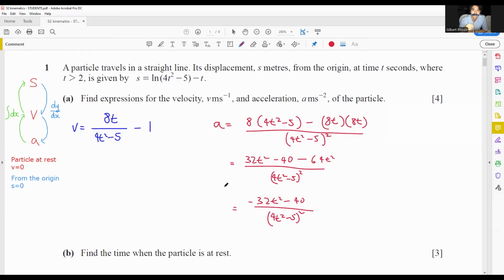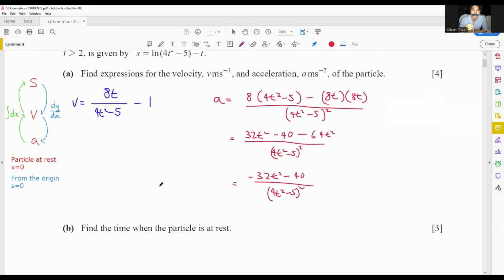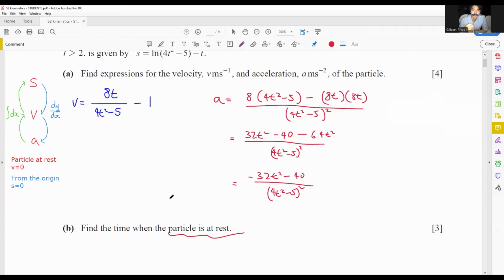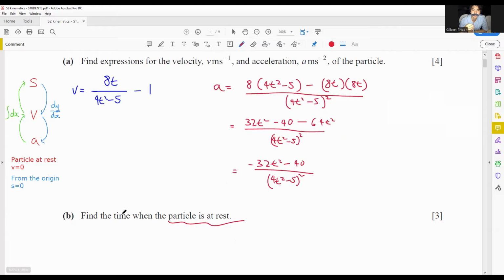Okay, now in the next part of the question, find the time when the particle is at rest. In kinematics, you would see this kind of phrase very often. What I want you to remember is that when the particle is at rest, this simply means that the velocity is 0, meaning it's not moving. So when v equals 0, find the time.